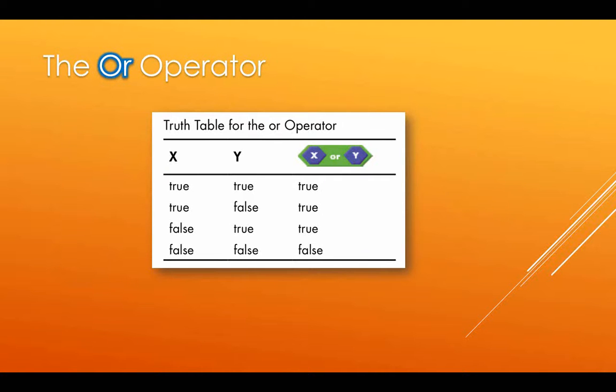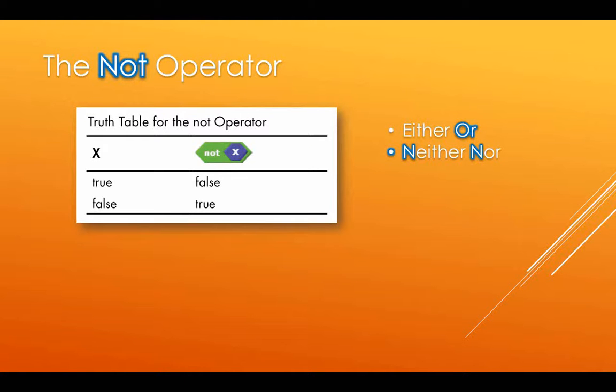If we look at our OR operator, only one of them needs to be true. So the only way you get a false out of an OR operator is if both values are false. And then we've got our NOT operator. Whatever the input value is, it flips it over to the opposite one. So if you put a true in, you get a false out. If you put a false in, you get a true out.